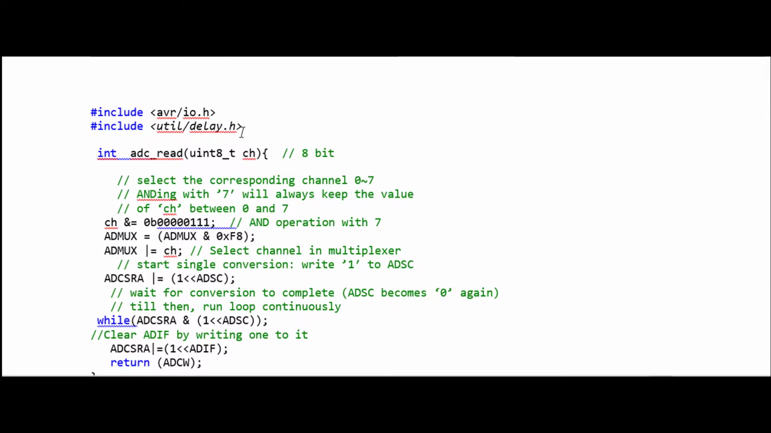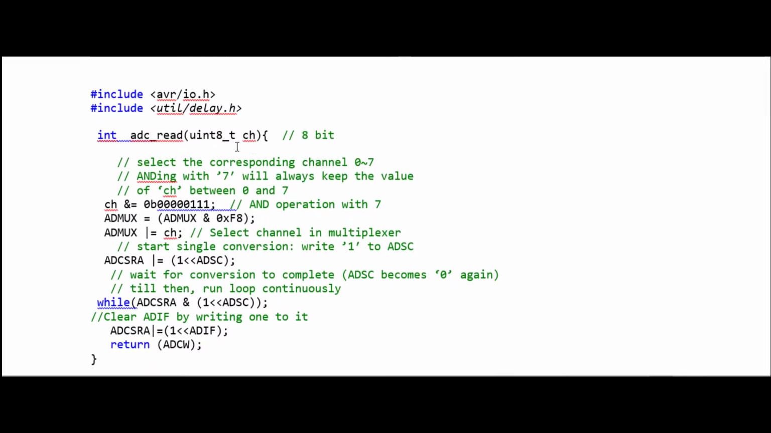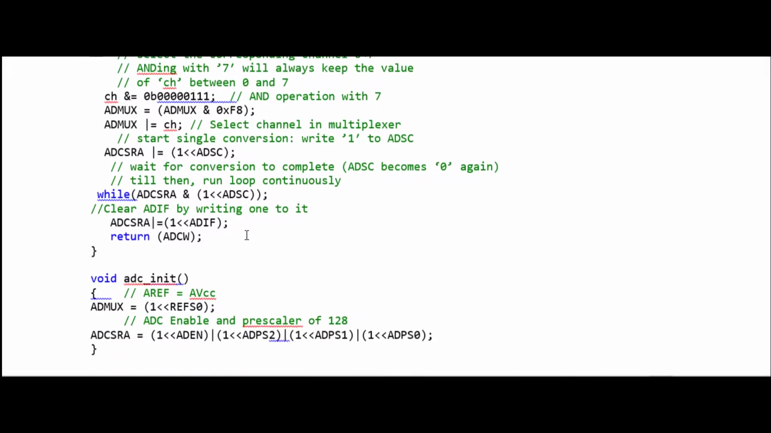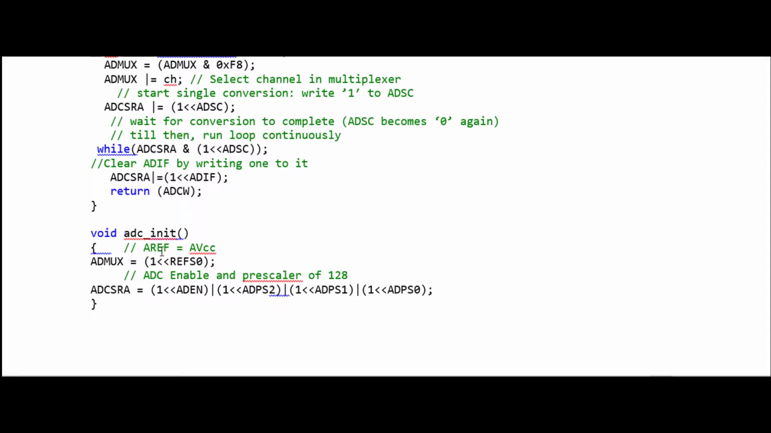Of course, the header files. This function we just use as it is. This function is to read the ADC. The output of this function can be integer or uint16, so the output is passed to a variable. This is the initialization. We are using the internal reference, we enable the ADC, and we use the 128 prescaler.